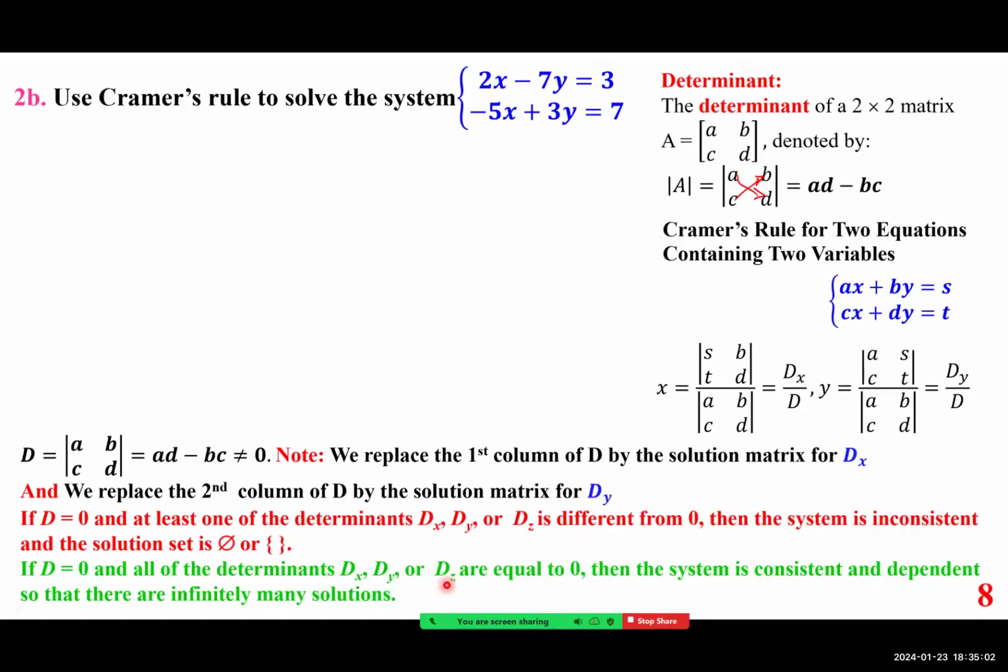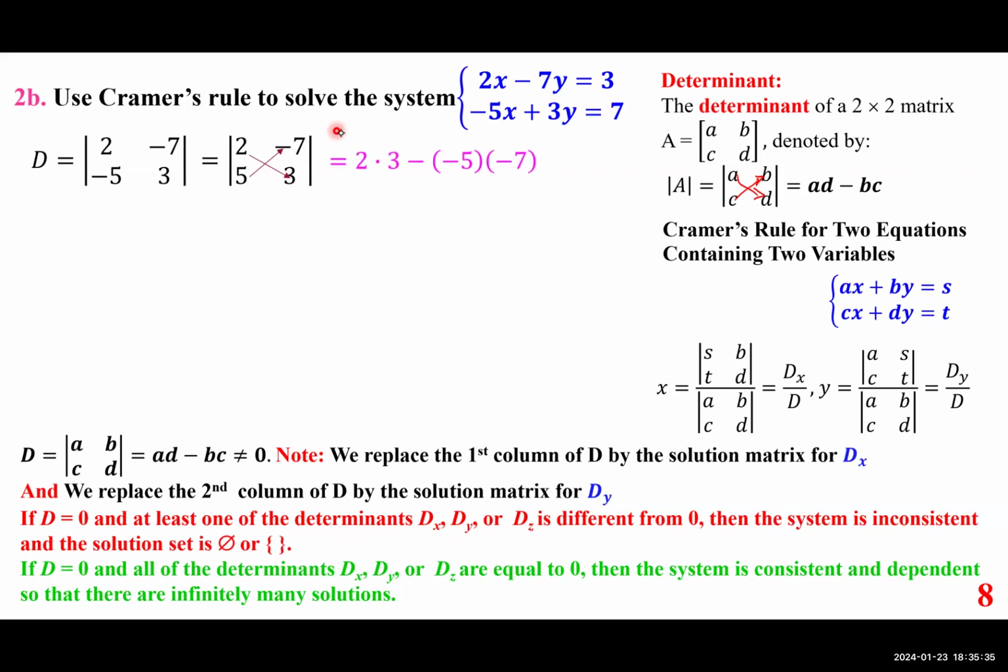So let's see what we are going to do to solve this. First I'm going to look at the coefficient matrix and the coefficient determinant by writing 2, -5, -7, and 3, and do the cross product. So 2 times 3 minus 5 times -7. Minus 5 times -7, so minus 35 becomes -29.